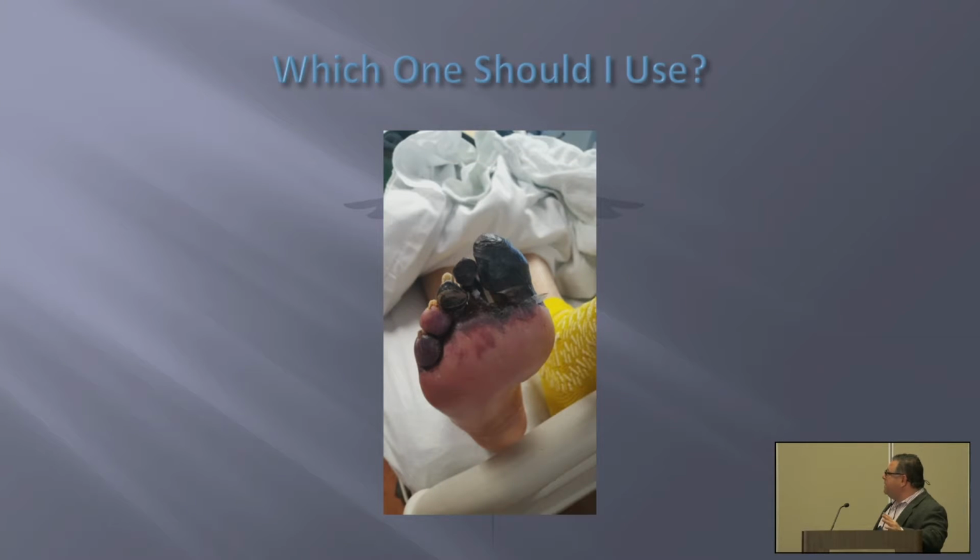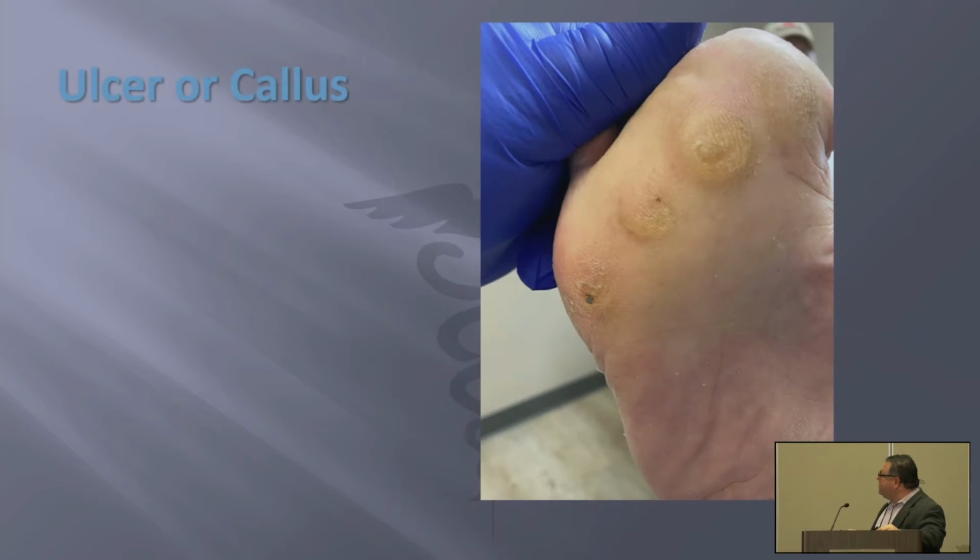So, obviously, we know what classification this is. That's Wagner 4. It's a little too late. But here's a patient who comes in my office. He's had some previous amputations. He's got these multiple submetatarsal head lesions. Is this an ulcer or is this a callus? And as far as I'm concerned, that's an ulcer.